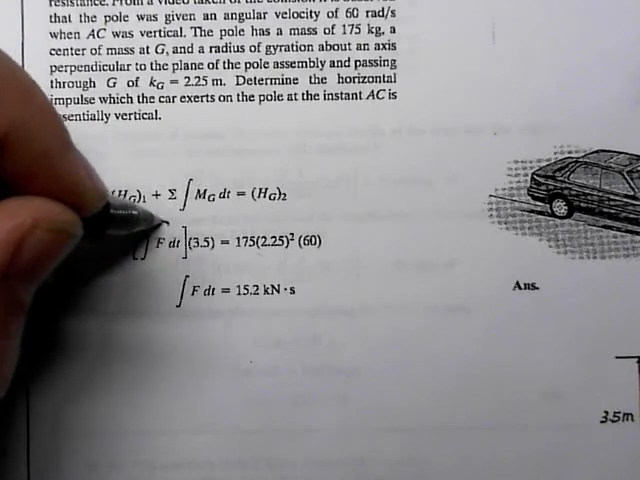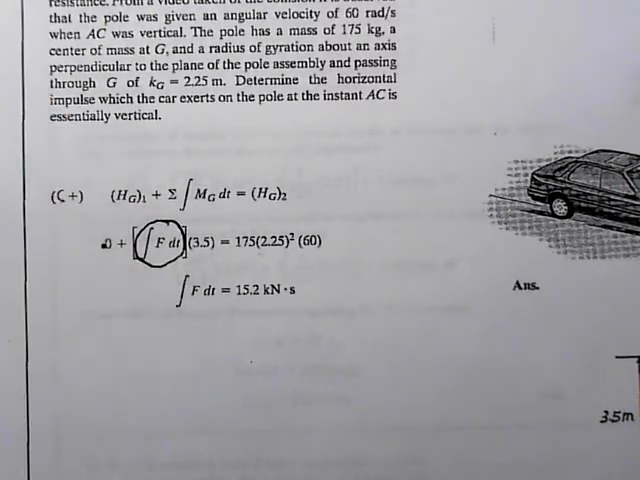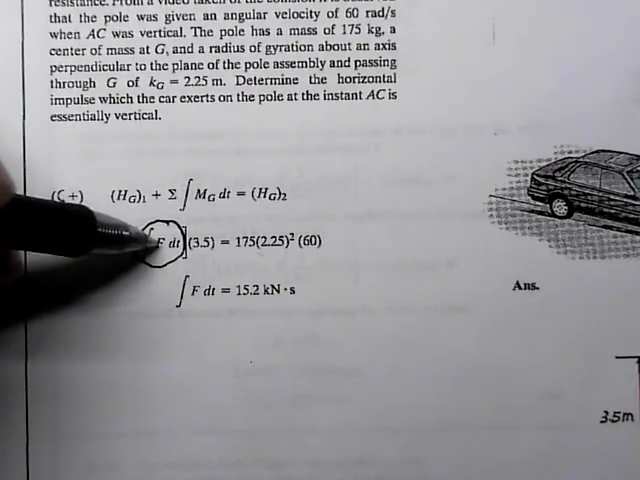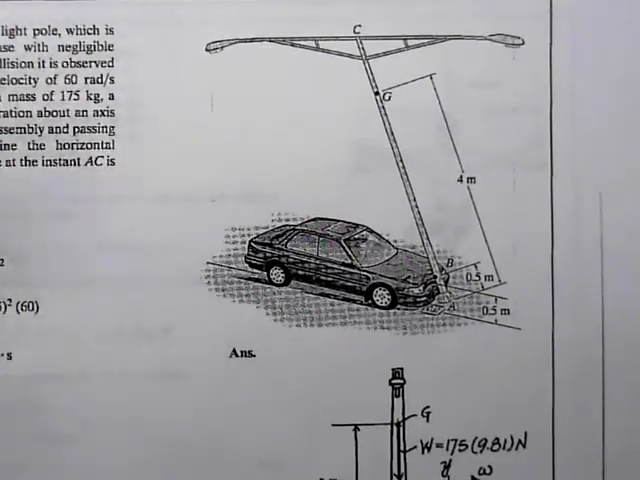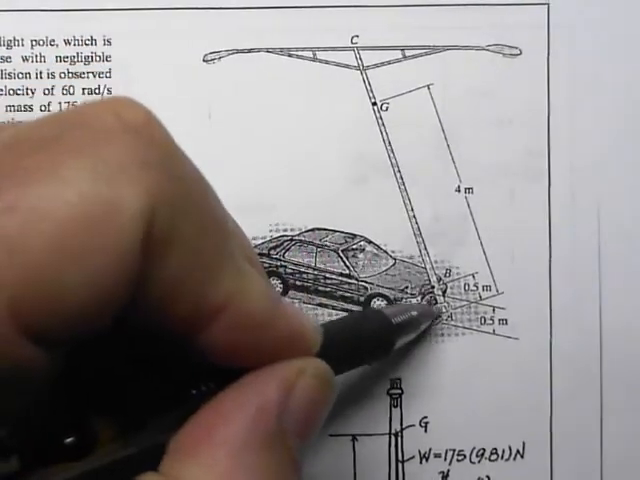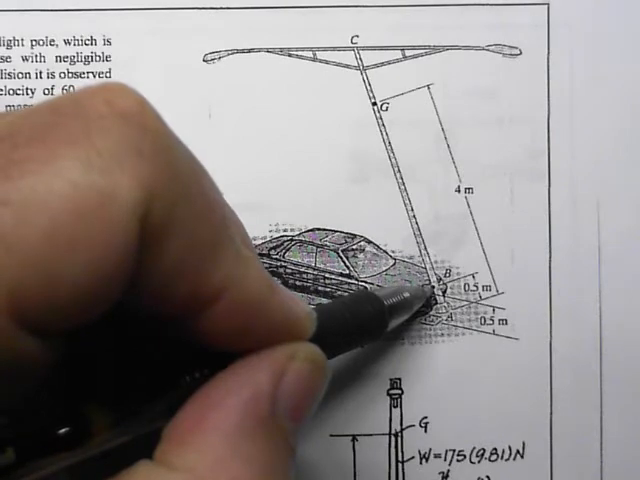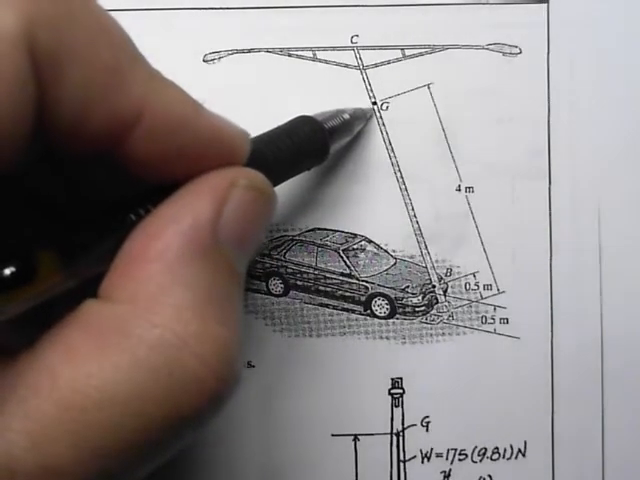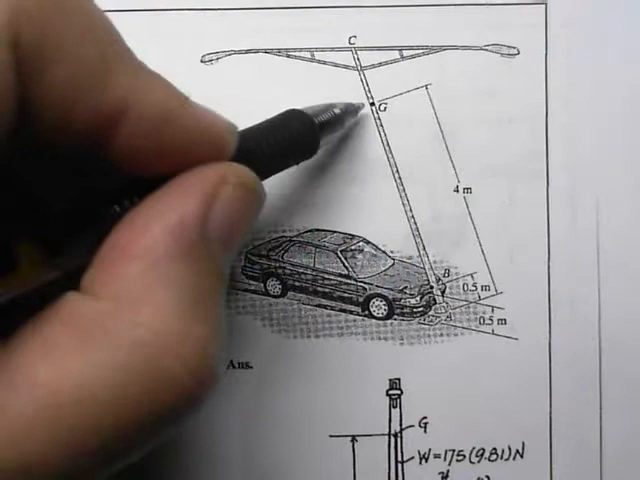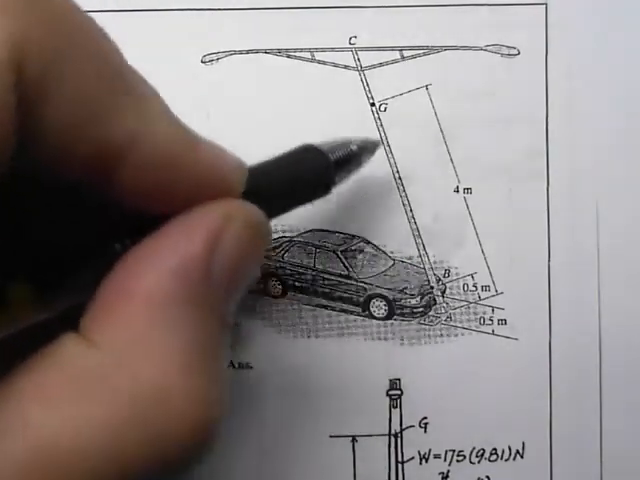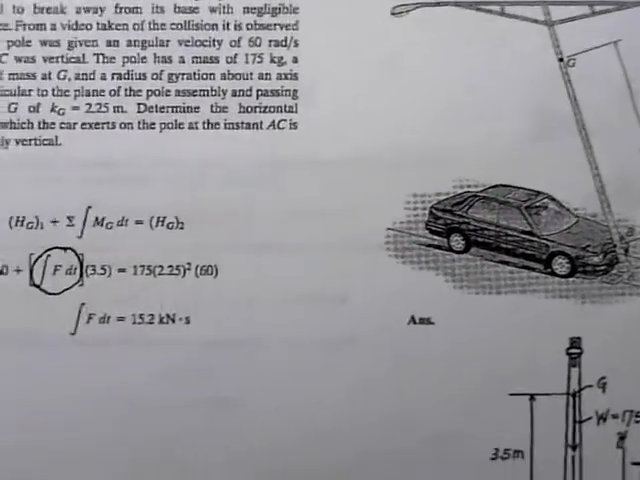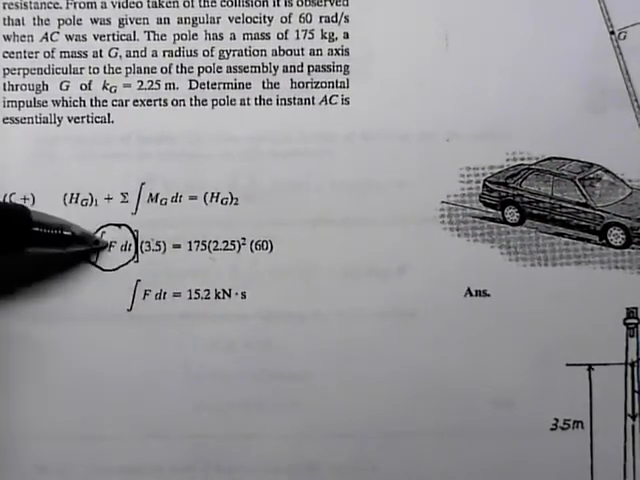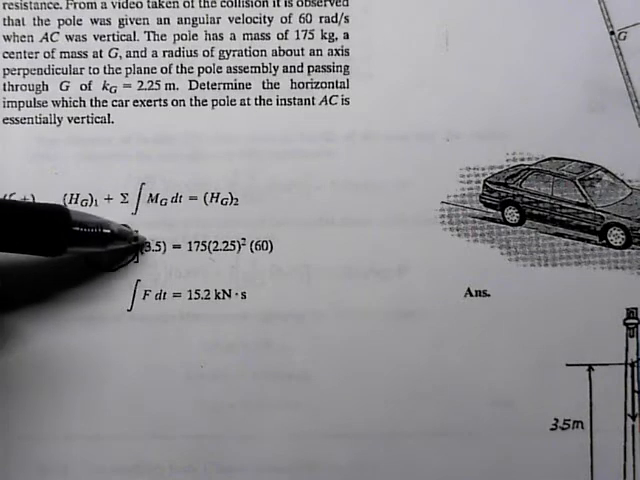So here is our linear impulse. That's what we're trying to find. And that linear impulse will be producing a moment about the center of gravity. Looking over here at the picture, we're hitting it at 0.5 meters above the ground. Center of gravity is 4 meters from the ground. So the impulse occurs at a distance of 3.5 meters from the center of gravity. So the moment of the impulse about the center of gravity is here.